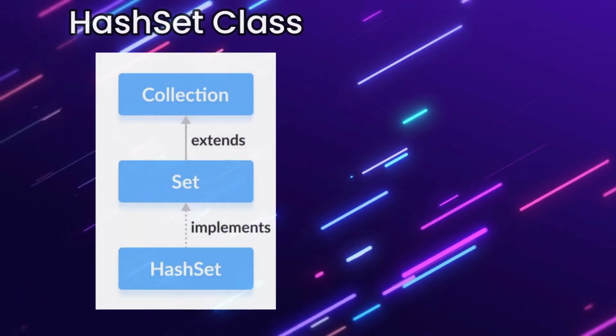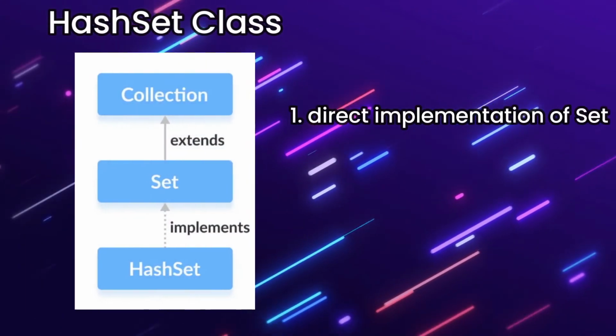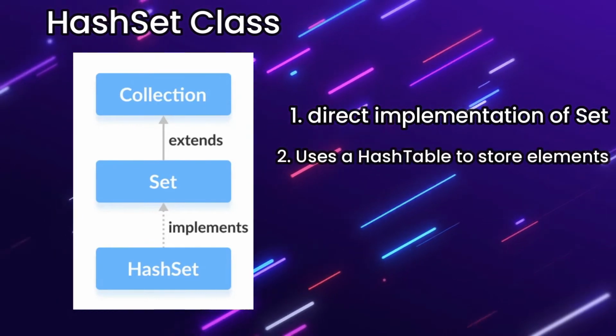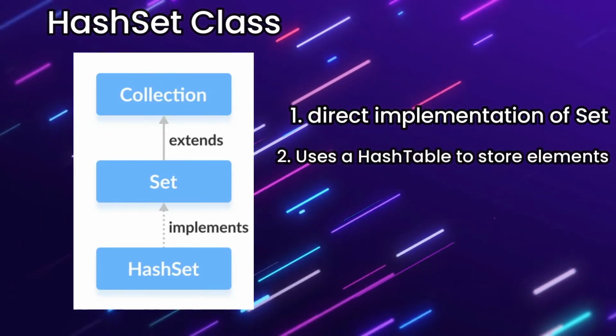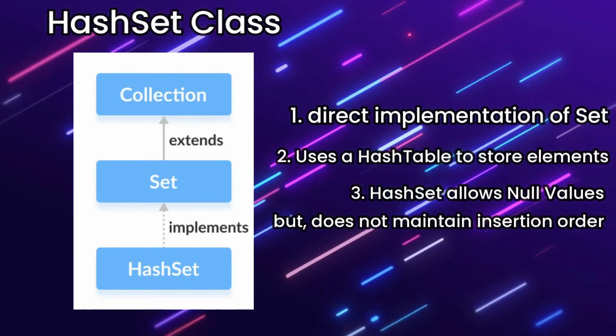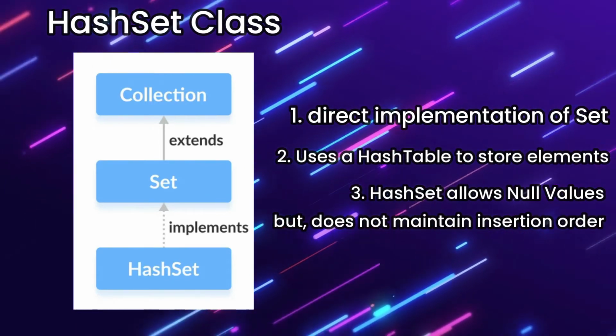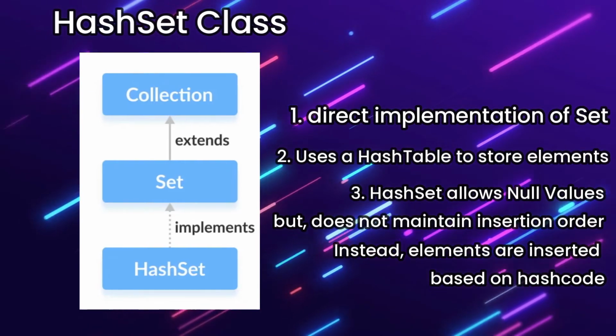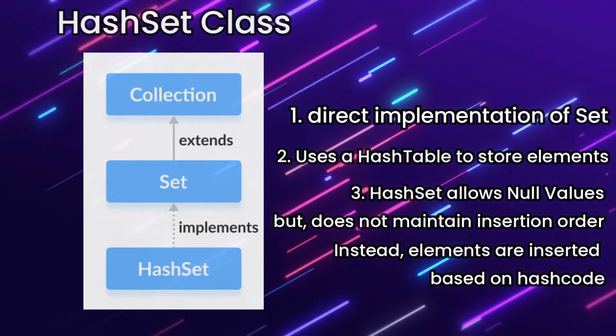The HashSet class is a direct implementation of the Set interface that uses a hash table to store elements. HashSet allows null values, however, HashSet does not maintain the insertion order. Instead, elements are inserted based on their hash code.